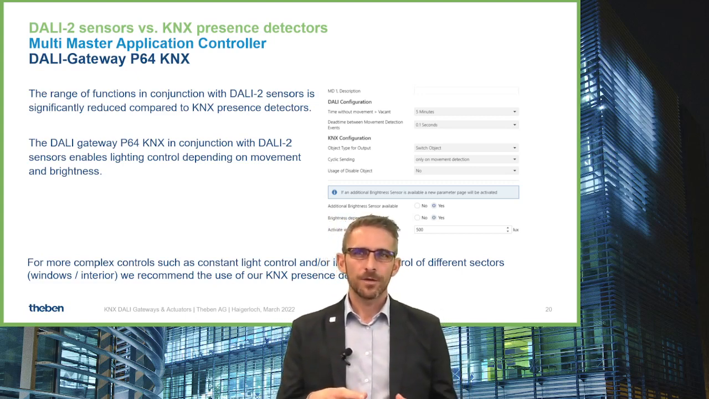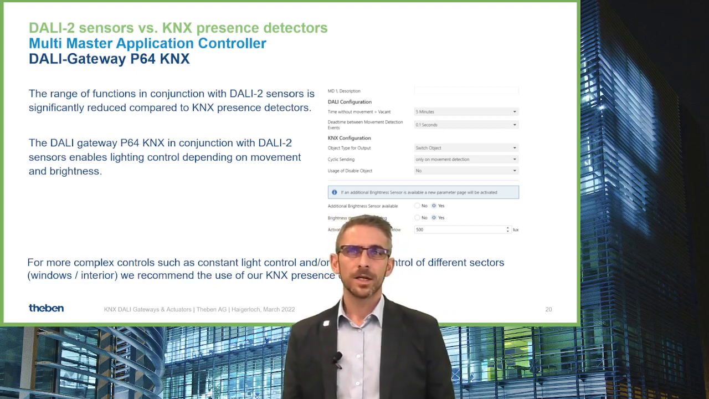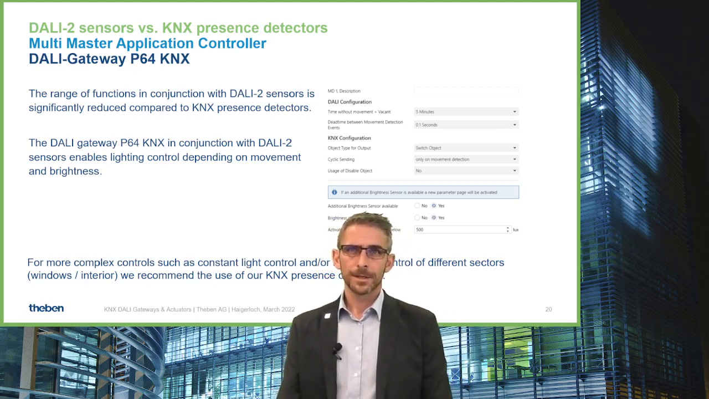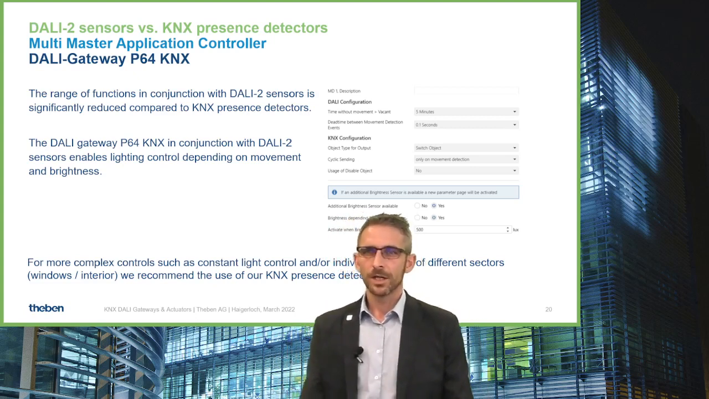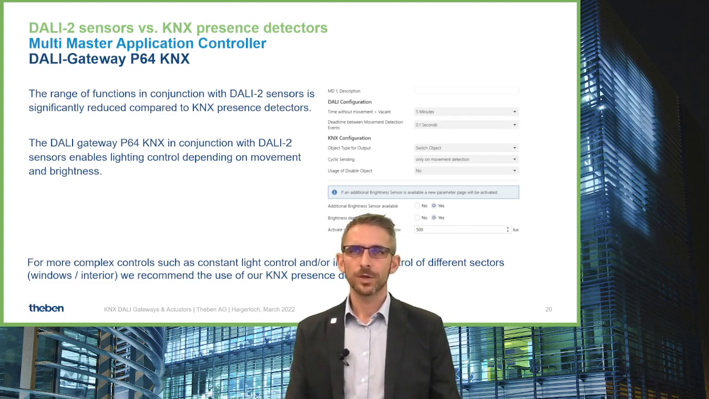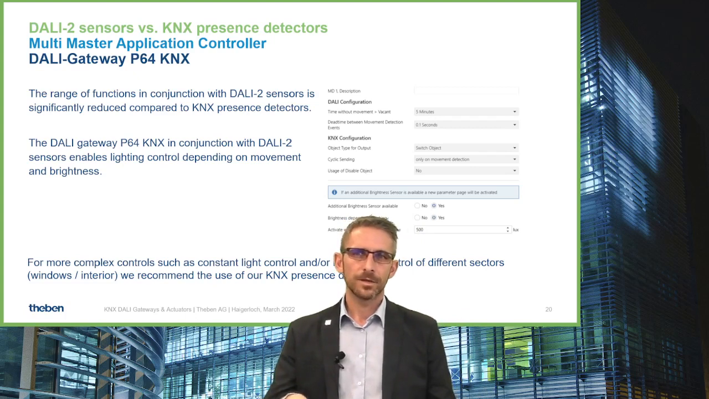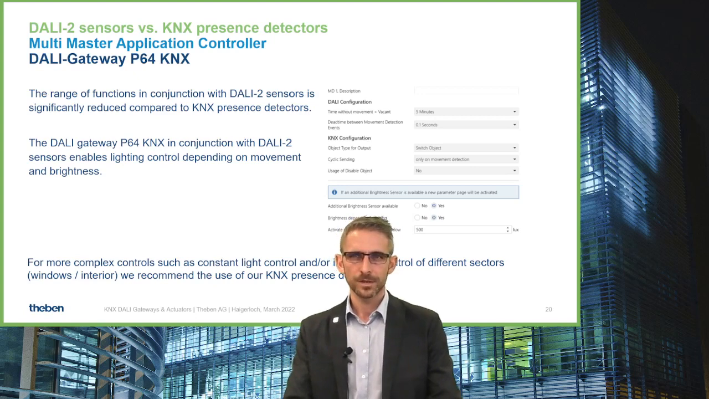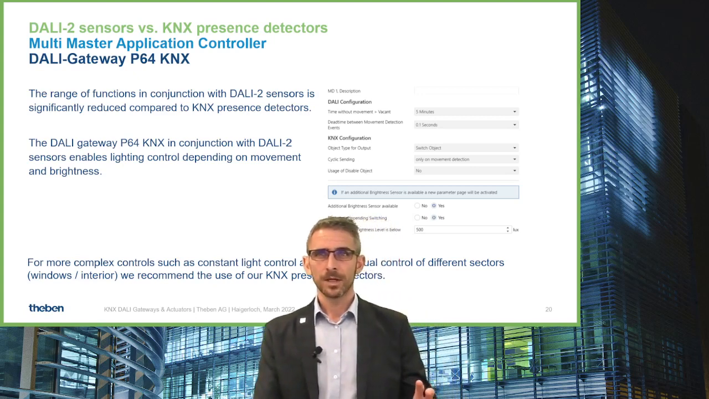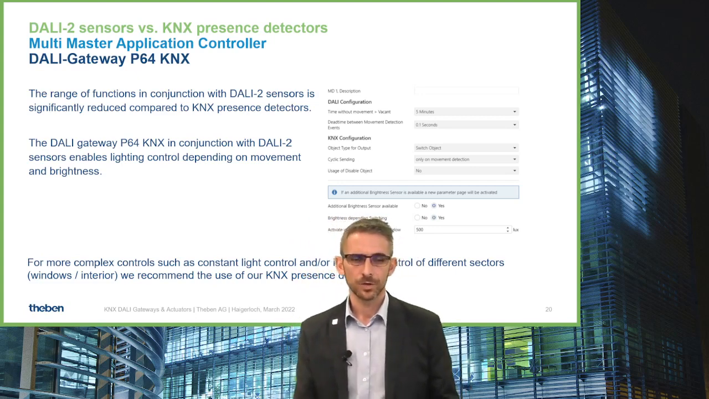But we also have to note that it is a small package of functions included in the Multimaster Application controller. So it's not the same like we have it, for example, with our KNX presence detectors, because with the KNX presence detectors we have the possibility to do a constant light individually for the lights on the window. We can add a third channel and so on. So it's a very powerful application with the KNX presence detectors, and it's not the same like if we connect a DALI 2 sensor to the Multimaster Application controller.